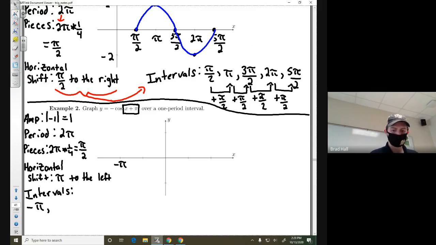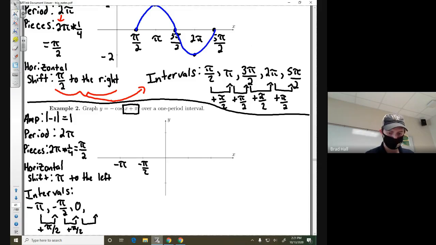The next value, guess what I have to add to it? I have to add the piece value, pi over 2. Yeah, it's negative pi over 2. That's the next value. And then I add another pi over 2, which is 0. Then I add yet another one. And then I add one more to just get pi.